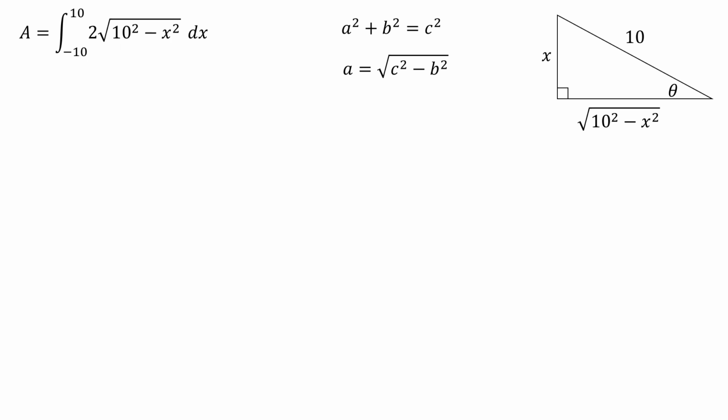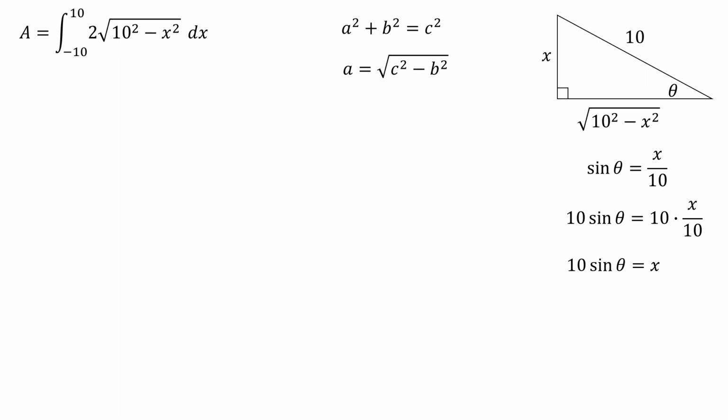So for our substitution, we're going to have to use the sine function because x is opposite theta and 10 is the hypotenuse. Sine is opposite over hypotenuse. So sine of theta will be x over 10. Right? Because I'm trying to substitute something for x. So let's multiply both sides by 10. And x is equal to 10 times the sine of theta.